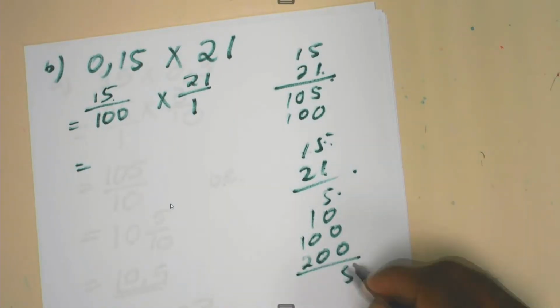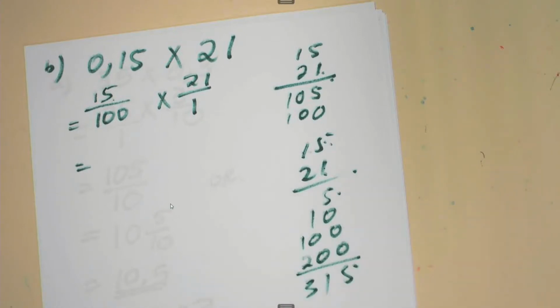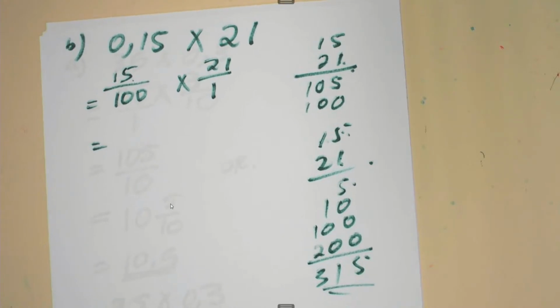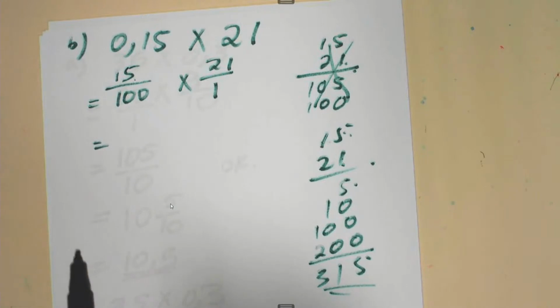Then it's 5, 1, 315. That's how you do it quickly. You can do that very quickly that way. Ne? Just a mistake here. Then what are we having here?